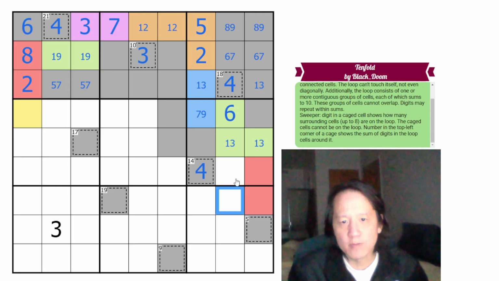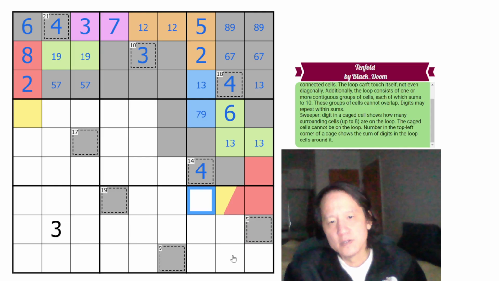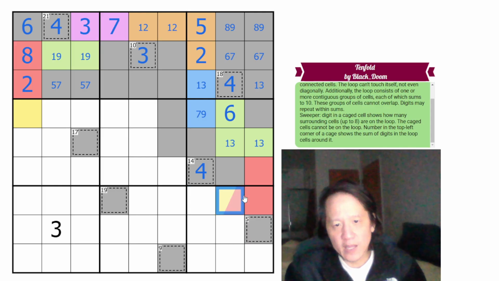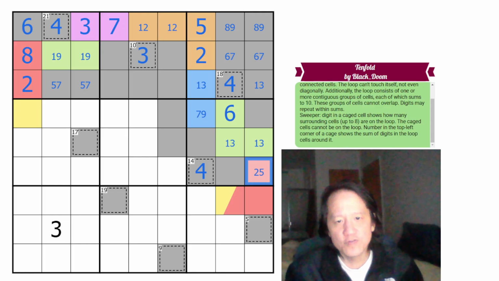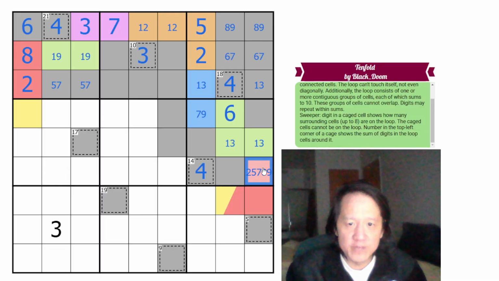We'll make that red. So this is not part of the loop. It has to continue here, but we don't know if it's part of the loop or not, right? And this one must continue this way. So this can't be 1, 3, or 4. It could be 2, 5, 7, 8, or 9. But if this is 9, it would have to be specifically with a 1.